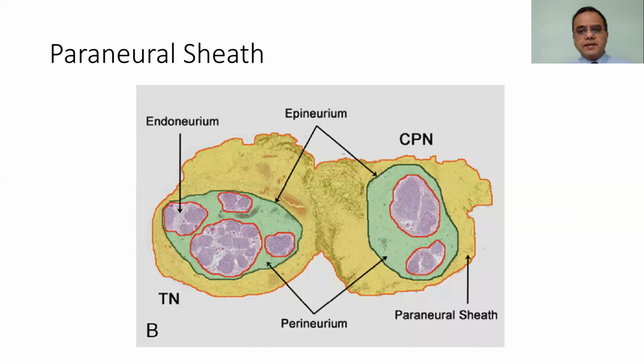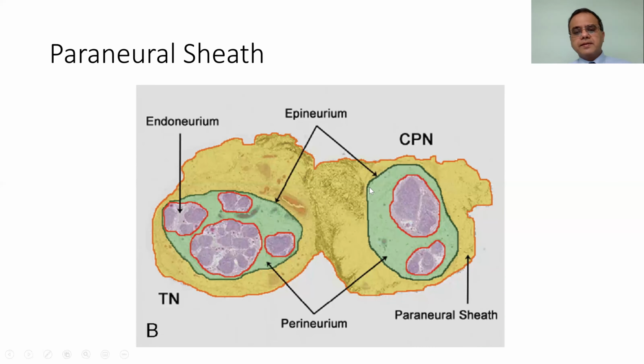Now there is another concept called the paraneural sheath. So just taking you back to the basic physiology. Each nerve fiber is surrounded by the endoneurium. A group of nerve fibers forms fascicles, and these fascicles are surrounded by the perineurium. The different fascicles come together to form a nerve, and the nerve is surrounded by the epineurium.